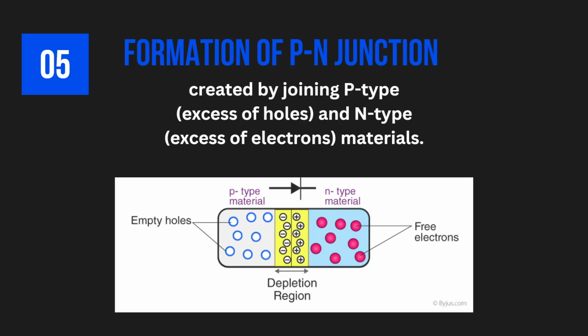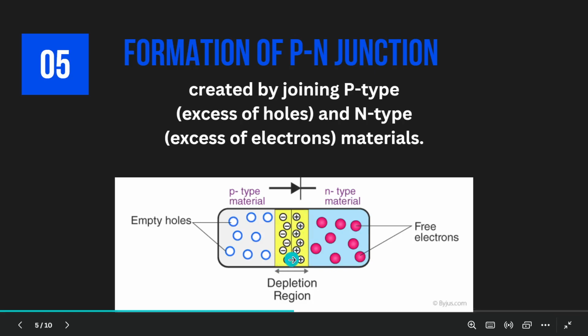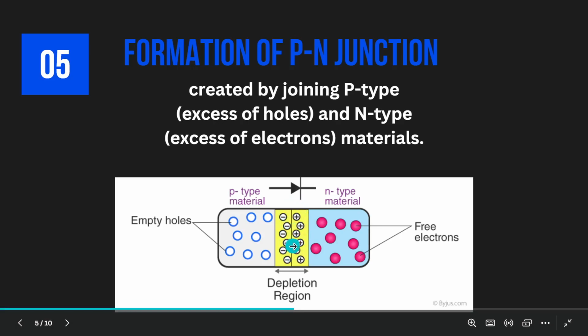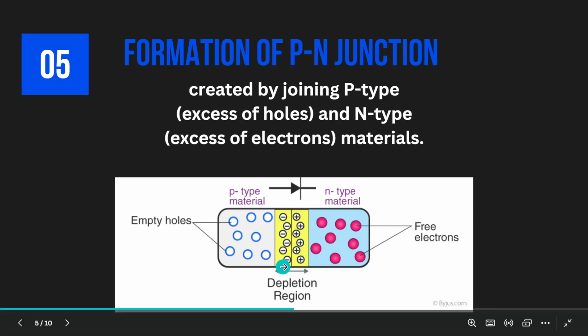This junction forms a boundary where interesting things happen. The p-n junction is created by joining p-type material and n-type material together, and there is going to be a boundary right here where interesting things are happening. We are going to explain this boundary, or this place, when we join these two materials together. There is going to be a boundary that is called the depletion region. This region has so many things happening inside it, and we are going to explain that in the next slides.